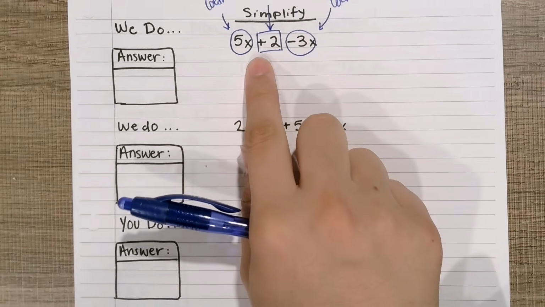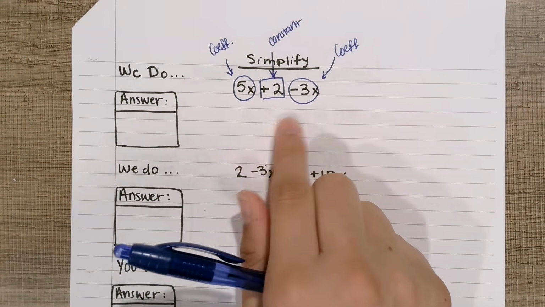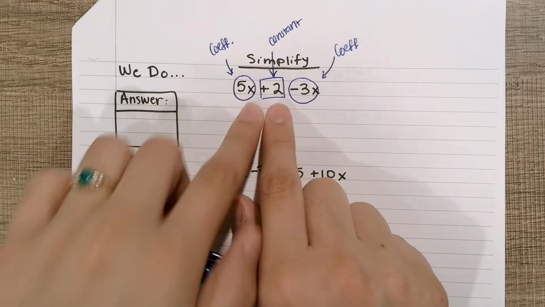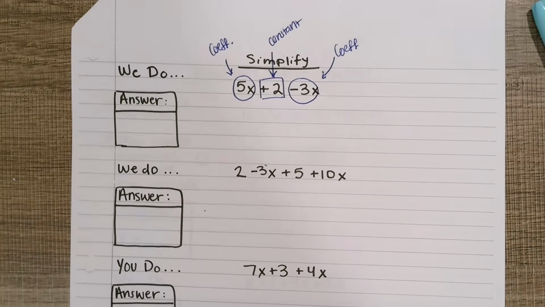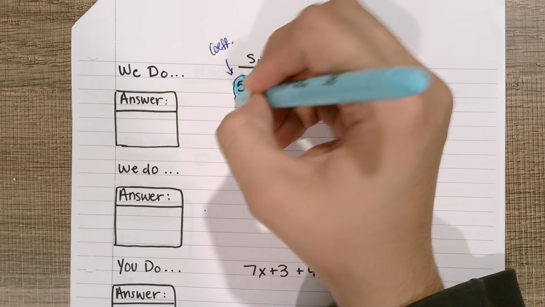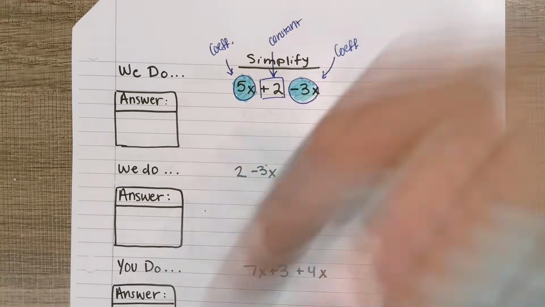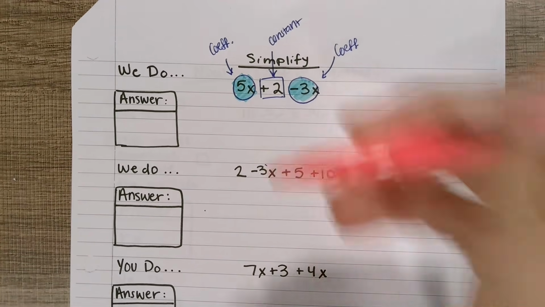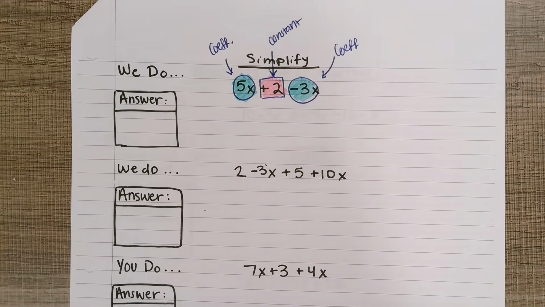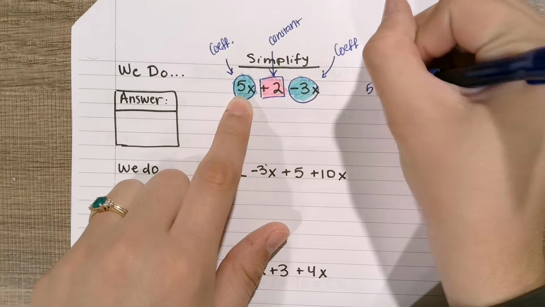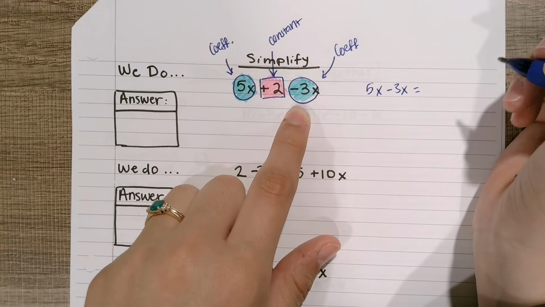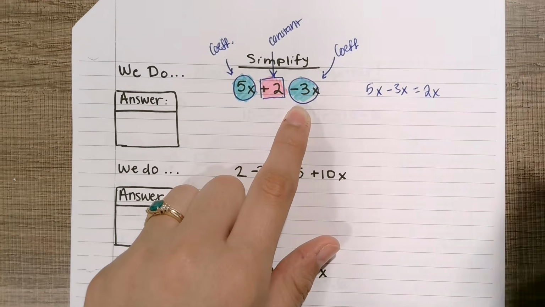Now the vocab is going to be important later, which is why I'm making note of it, but you really just need to know circle like terms and then box like terms. So like I said, I'm going to color it. My coefficient, I will color in this blue color. My constant, I will color in this pink color. So now we're going to combine like terms. 5x minus 3x would give me 2x.